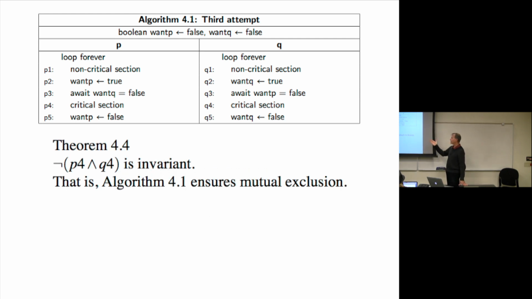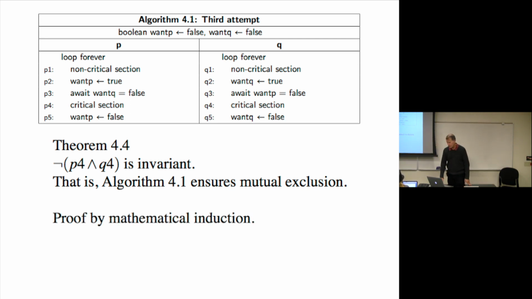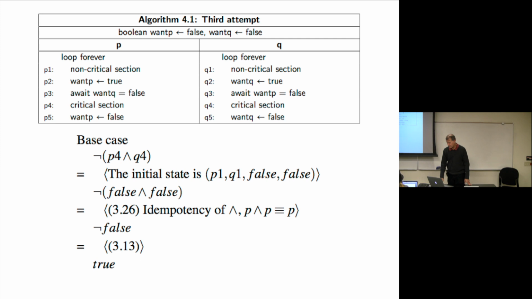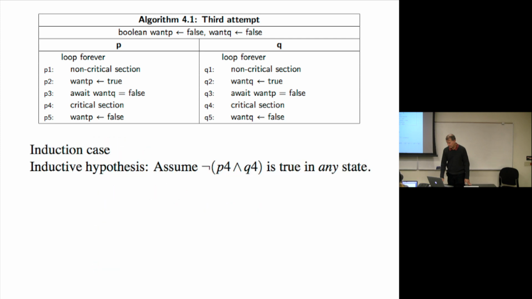After you do those lemmas, here is the theorem that shows that we have mutual exclusion. We prove not (P4 and Q4) is invariant. That is, algorithm 4.1 ensures mutual exclusion. Its proof is by mathematical induction. We do the base case starting at the initial state, and then we do the induction case, like that.